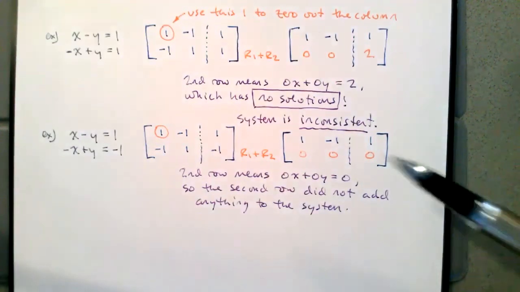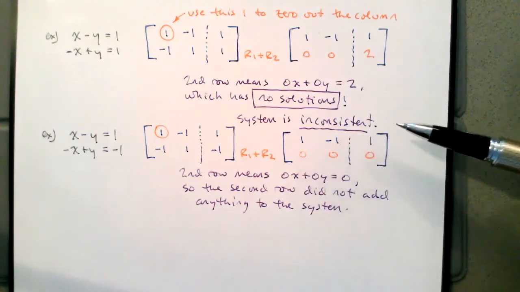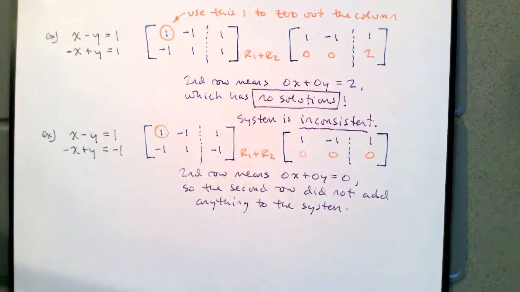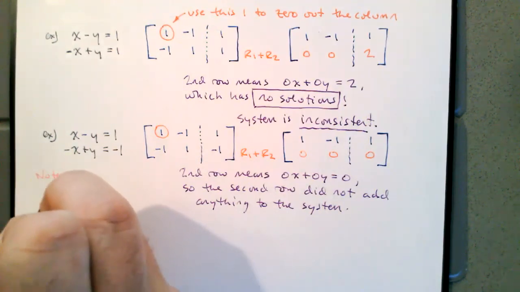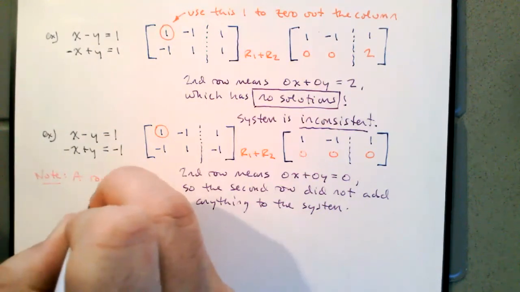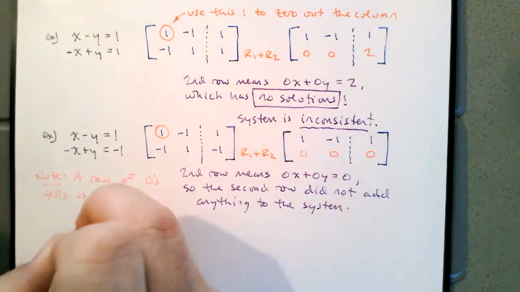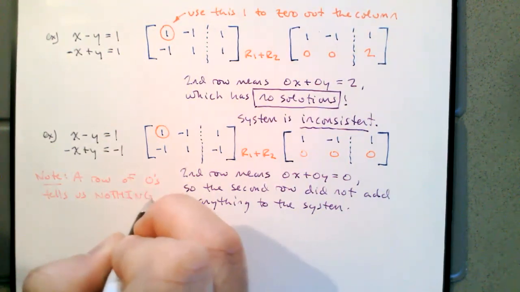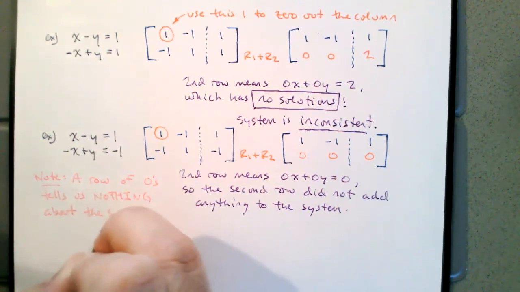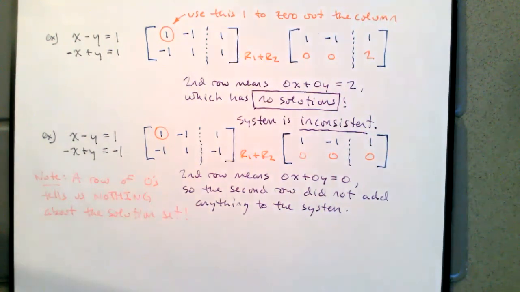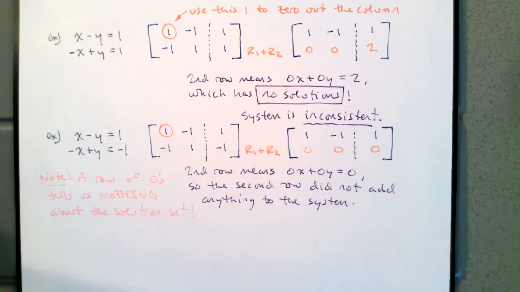But the only equation that we're left with corresponds to the first row, which is x minus y is equal to 1. And that's why we have infinitely many solutions. Note, a row of zeros does not tell us anything about the solution set. For the system, it just means that we had some extra equations that we don't need. But that contributes nothing to the solution set. It just means we had an equation that we didn't need.